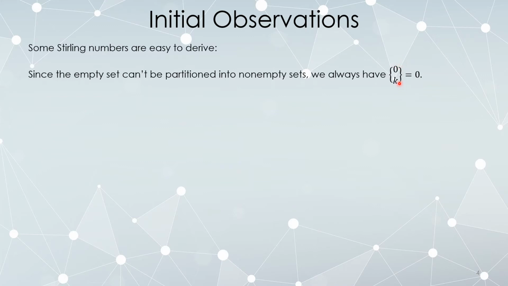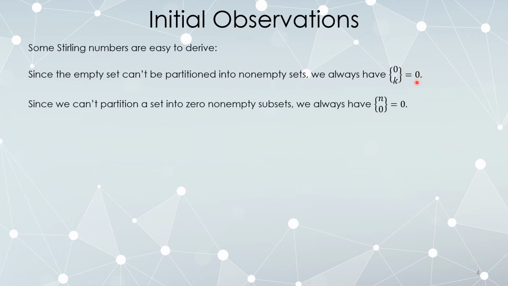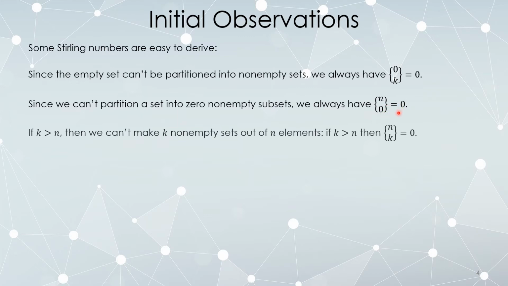The number on bottom is how many non-empty subsets we're using. So how many ways to put no elements into k different non-empty sets? Well, since these have to be non-empty sets, it simply can't be done. So Stirling numbers with 0 as the top argument are always 0. We also cannot partition a set into 0 non-empty subsets. If I have n elements to distribute and I want to use 0 sets, that also can't be done. So if the bottom argument is 0, the Stirling number of the second kind also computes to be 0.